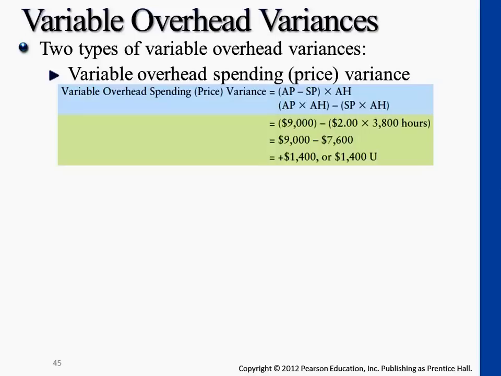The original static budget was 3,200 hours. Okay, so now we're comparing the actual cost. Supposedly it should be 7,600 based on this level of output, but we had 9,000 instead. Okay, so this total 9,000 minus 7,600 would be the price variances, and we spent more on variable overhead cost.